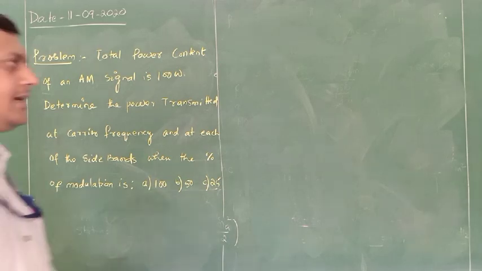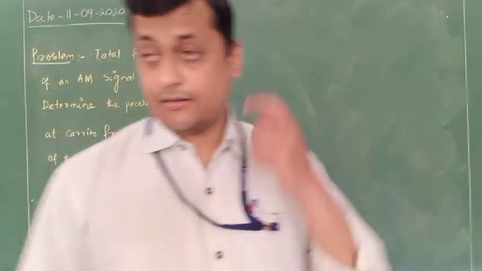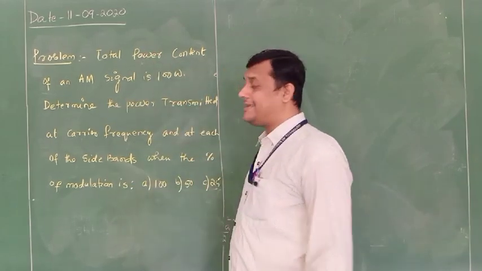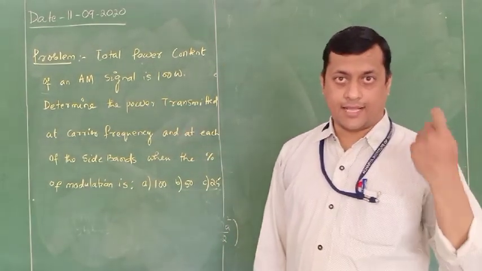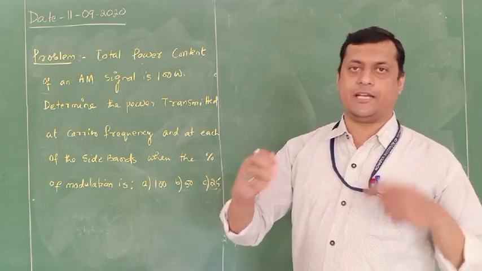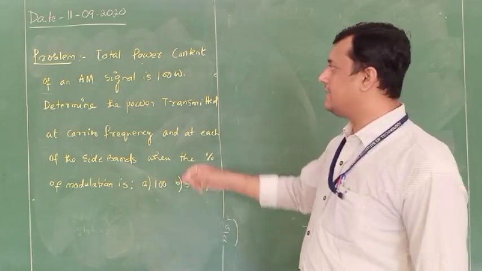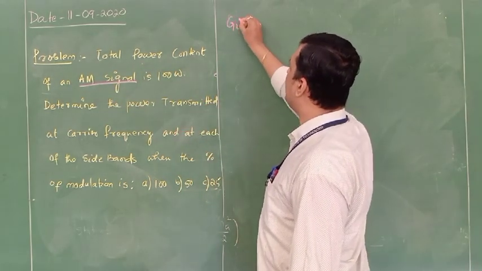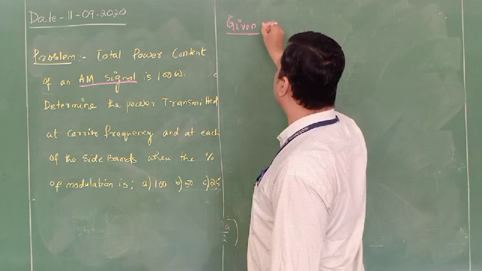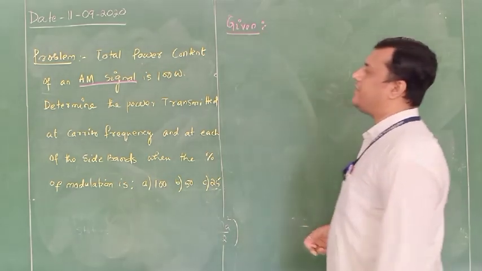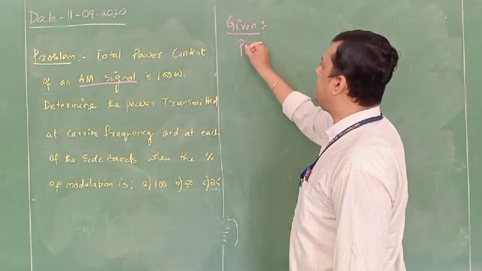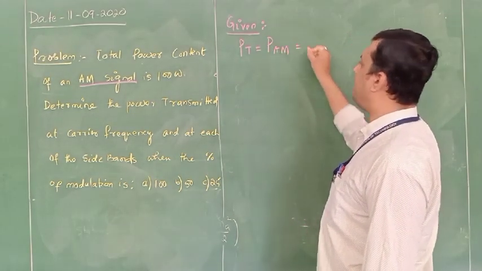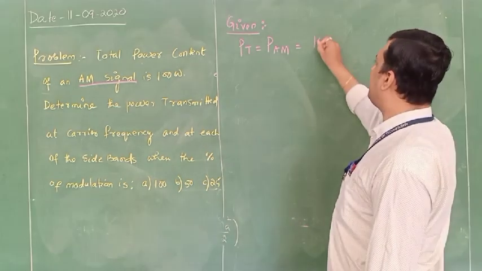Now, related to this question, what are the given data? Here it is given that the total power is transmitted. In the last class I told you the transmitted power is nothing but the AM power, so indirectly it is written as AM signal. So here I will write the given data. The transmitted power is the same as the AM power. How much is it? 100 watt is given.